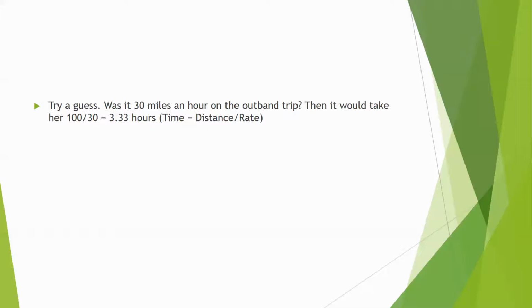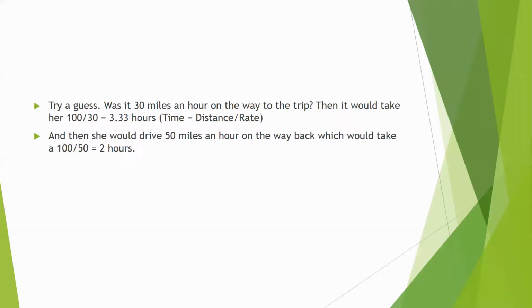So we'll guess that on that outbound trip, on the way there, it was 30 miles an hour. So we'll take our 100 divided by 30 equals 3.33 hours. Time is distance divided by rate. And then she would drive 50 miles an hour on the way back, 20 miles an hour more. And that would take her 2 hours: 100 miles divided by 50 miles an hour. Total time was 5.33 hours, but that's more than the 3 hours and 55 minutes that the problem gave us.